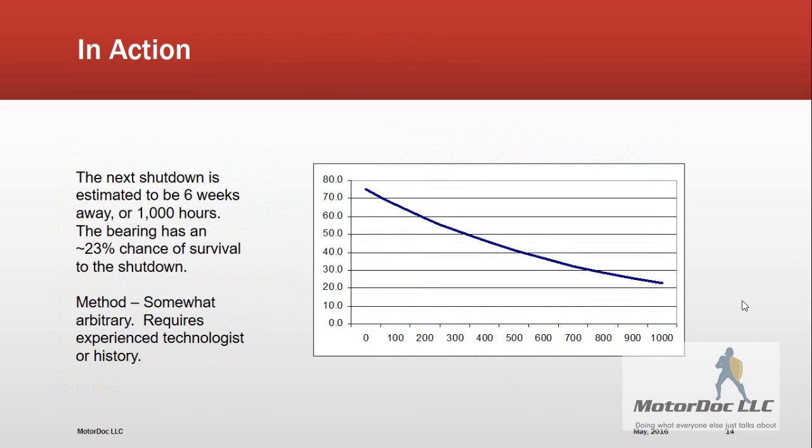Putting this curve into action, we can now begin to answer the question that is often asked: will the machine last until the next shutdown? Say, for instance, the next shutdown is in 6 weeks or 1,000 hours of operation. We can present the response that, based upon our assumptions, the bearing has a 23% chance of surviving to that shutdown. This both provides risk-based information to decision makers and also sends the message that if the bearing survives beyond the historical 840 hours, you are not incorrect. Instead, the bearing just beat the odds.